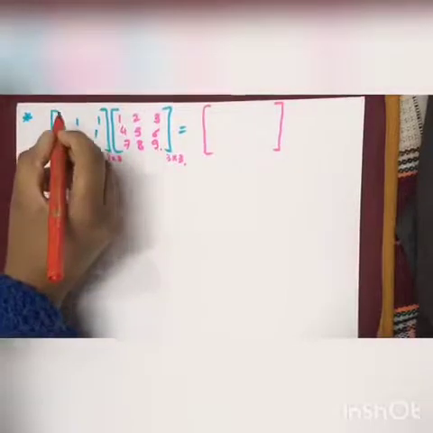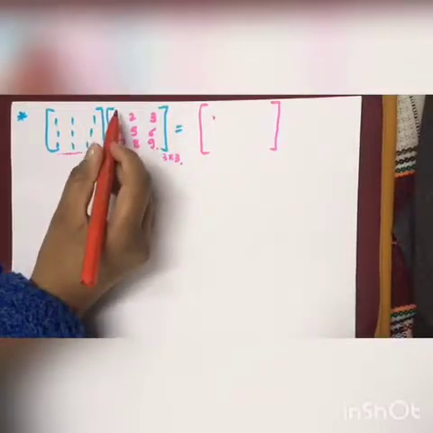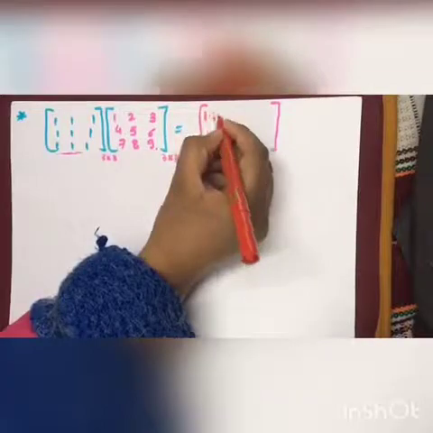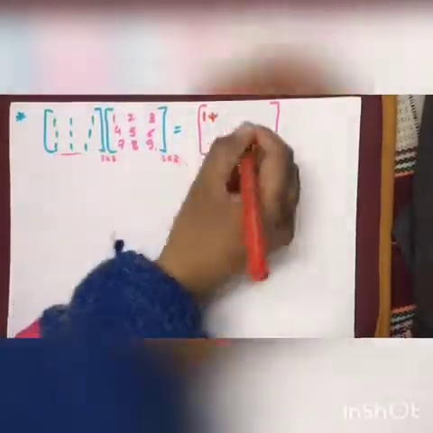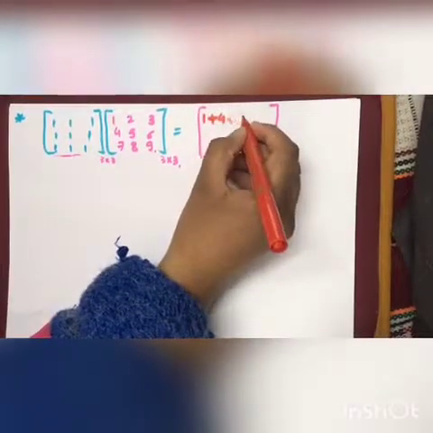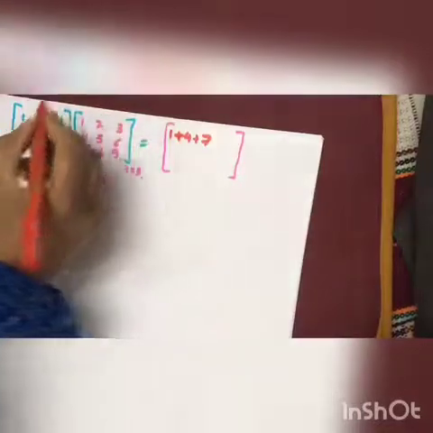We are going to multiply the elements for the first element over here. We're going to multiply the elements of the first row of the first matrix to the first column of the second matrix. 1 into 1 gives 1, plus 1 into 4 gives 4, plus 1 into 7 gives 7.